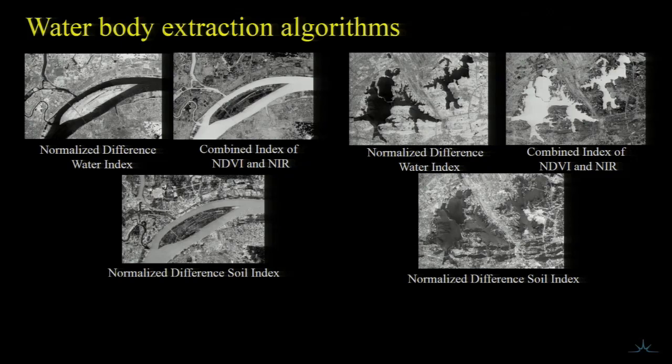Similarly, for study region 2, we can also see the black water bodies here, the white water bodies here, and also we cannot see a clear difference, but it's more like a light gray, a dark gray here for the water bodies.